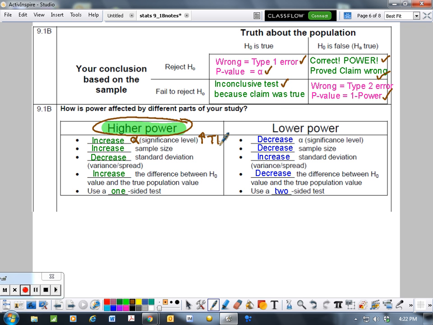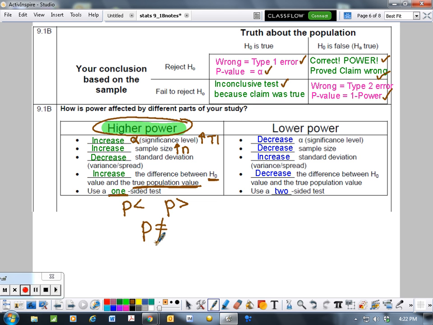We increase sample size, which is increasing n. We can decrease standard deviation. How do we decrease standard deviation? Increase sample size. Increase the difference between our null hypothesis and the true population value. Usually we don't know the true population value, so... And then use a one-sided test. So test for less than, test for greater than, but do not test for neither, which is actually testing for both.